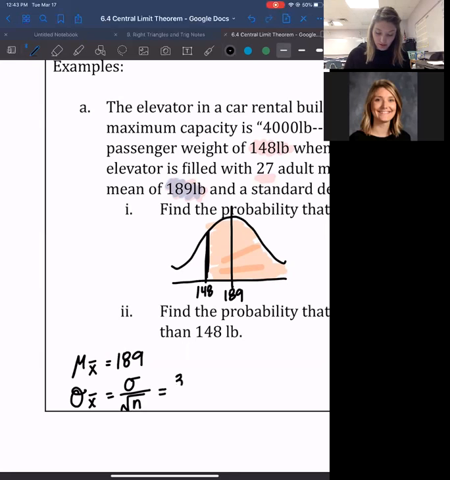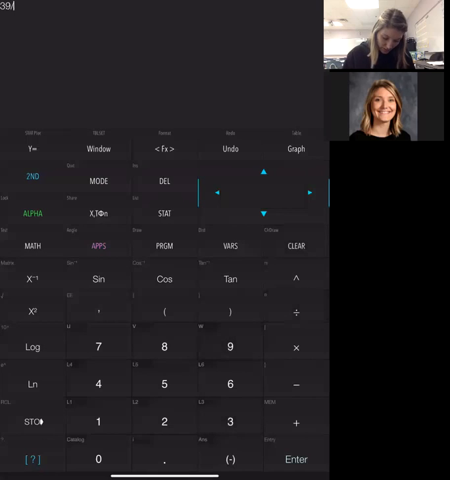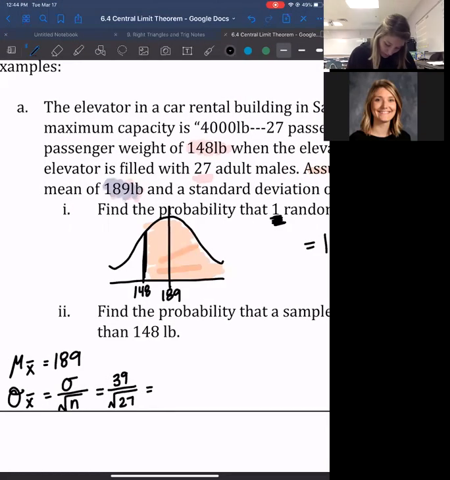So our original standard deviation was 39, and the square root of our sample size, which is 27. Okay, so we're going to do 39 divided by the square root of 27, and I actually do want my calculator in this case. So 39 divided by the square root of 27 comes out to be 7.5. Okay, so 7.5 is our new standard deviation.